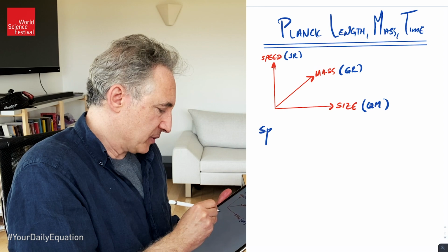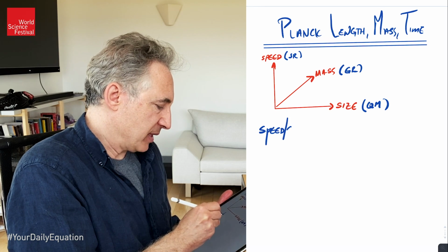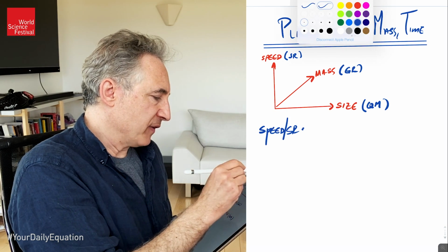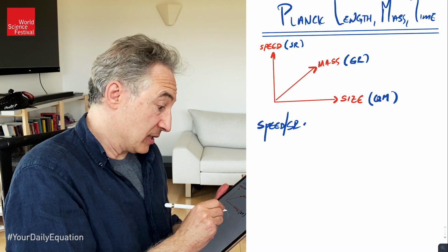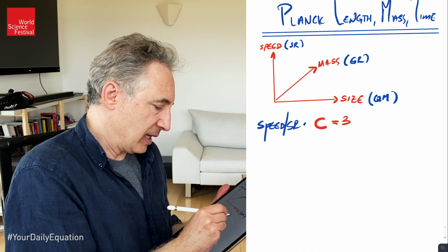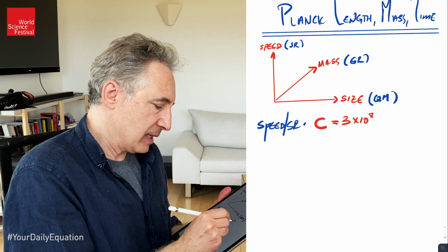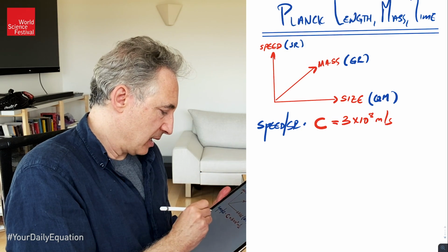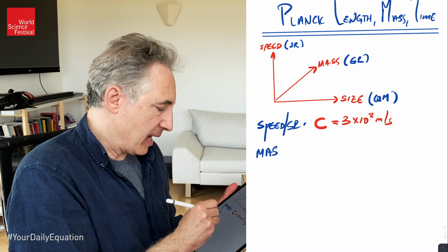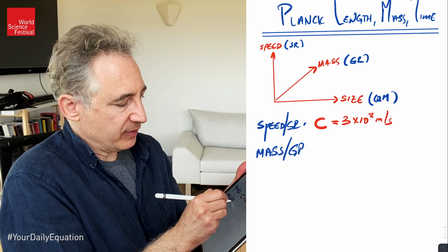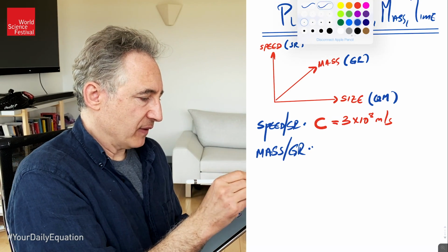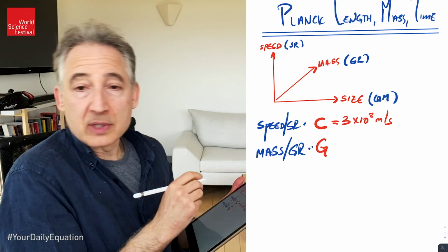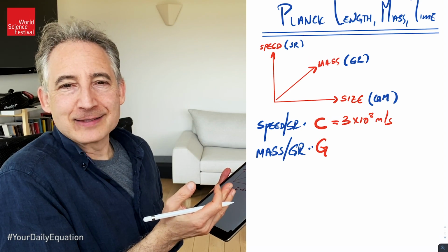So we know that for speed and the special theory of relativity, the fundamental number that comes in is the speed of light, which in everyday units is 3 times 10 to the 8 meters per second. When you're talking about, say, the axis of mass and, say, the general theory of relativity, the fundamental number, it's called Newton's constant. I guess you could call it Einstein's constant too.